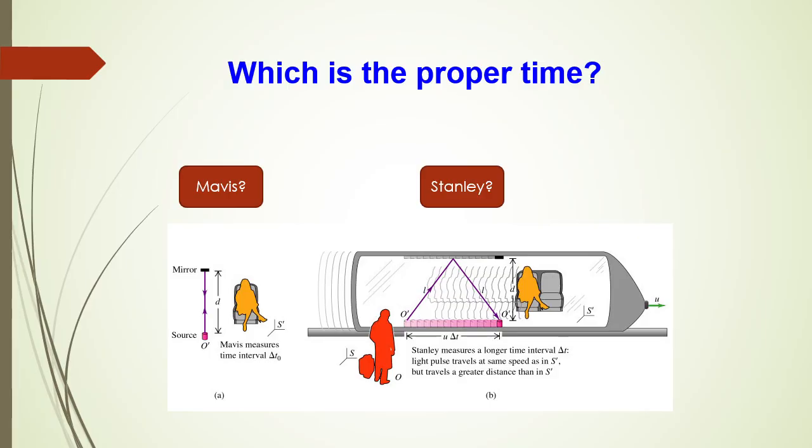Now, if that is the case, then we can always ask, which is the proper time? In this experiment, the source and the mirror are stationary with respect to Mavis. So Mavis is where the event is happening. The event is moving together with Mavis. So to Mavis, hers is the proper time, and Stanley measures the longer time interval t. So Mavis will always have the t prime frame, and Stanley will have the t frame.